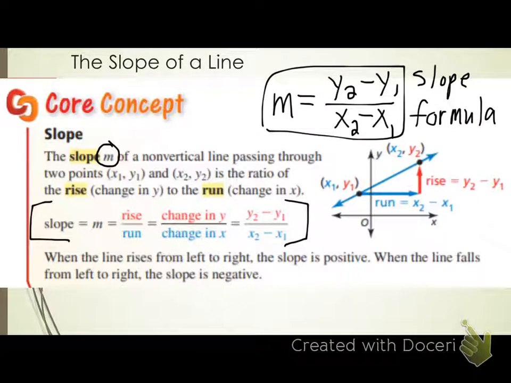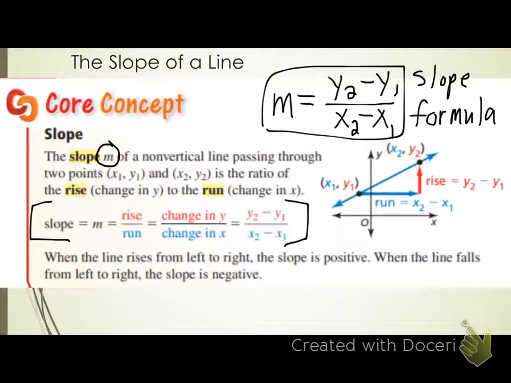I want you to write that down individually as well. You're going to have to memorize this slope formula. M equals y2 minus y1 over x2 minus x1. And I want you to write slope formula next to it. y2 minus y1 over x2 minus x1.